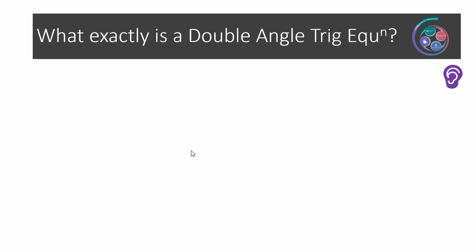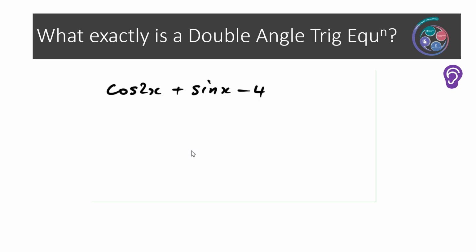First of all, what exactly is a double angle trig equation? What do we mean when we talk about double angle trig equations? Well, these are equations of the type cos 2x + sin x - 4 = 0, or sin 2x + cos x = 0.